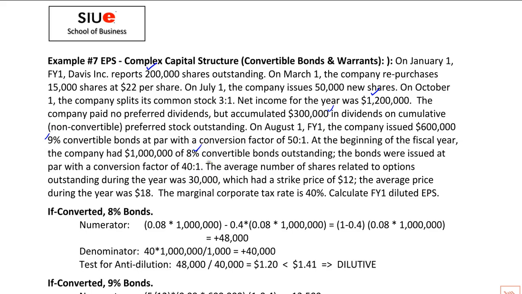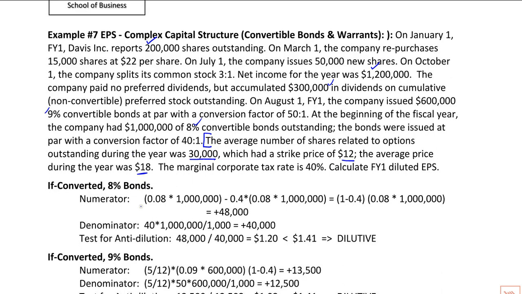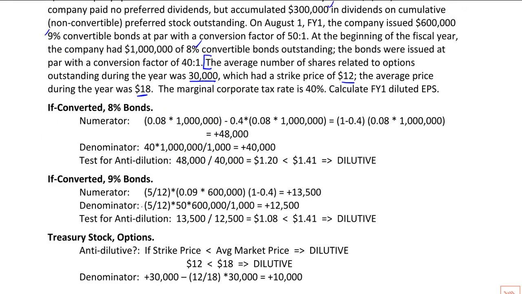Now, here's the new part right here. Average number of shares related to options outstanding during the year was 30,000 and a strike price of 12. The average price during the year was 18. That's what's new. Okay? So, 8% bond, 9% bond. This is the same as before. This is the same as before.